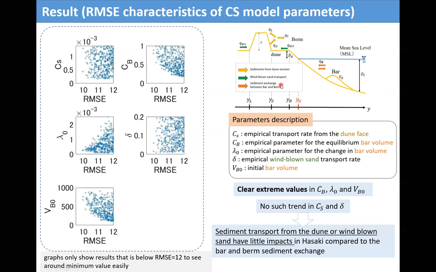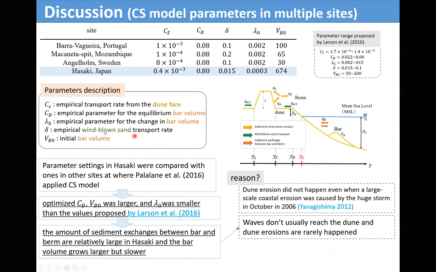And here I compared the CS model parameter settings in Hasaki with other sites where Palalane et al. applied the CS model, namely beaches in Portugal, Mozambique, and Sweden. As I said earlier, the optimized CB or VB0 value was larger and lambda 0 was smaller than the values used in other sites, which indicates that the amount of sediment exchange between bar and berm is relatively large in Hasaki, and the bar volume grows larger but slower.